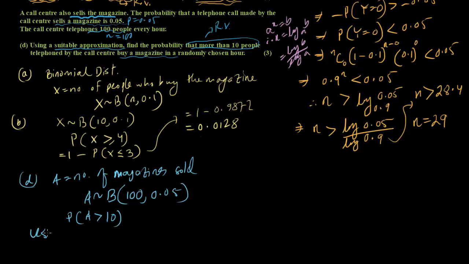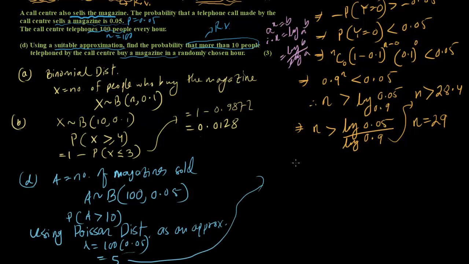So let's check. Using Poisson distribution as an approximation, we can write lambda equals np, the expected value, which is 100 × 0.05 = 5. So it is within 10. So now we can use the Poisson distribution. Let C be Poisson 5.